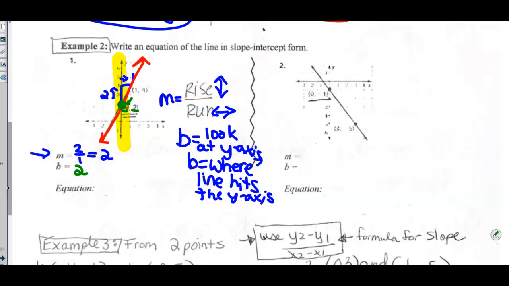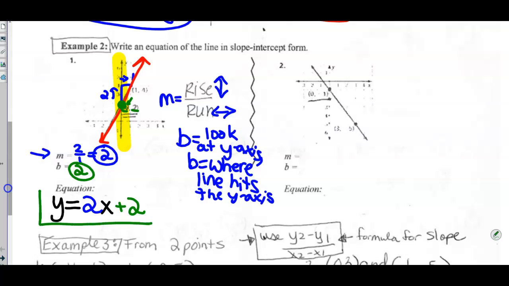So now I'm going to put these things in my equation. This is my m. This is my b. So I'm going to go ahead and write my equation. y equals m x. The stuff that's in the black ink is the given. And then plus b. So I want to make sure if it's a positive 2, I put plus 2. If it was negative, I would have put negative.